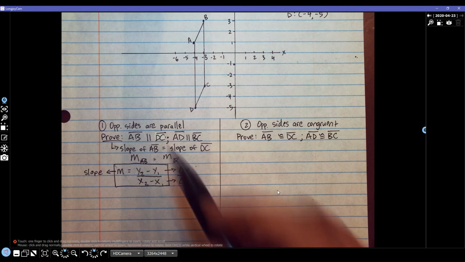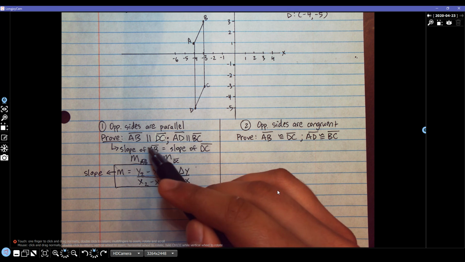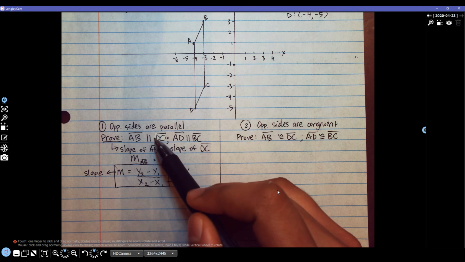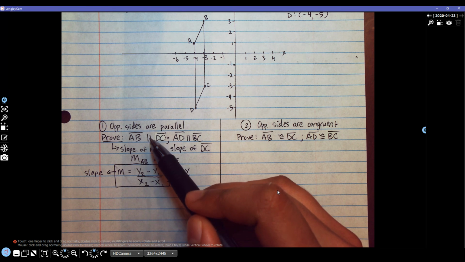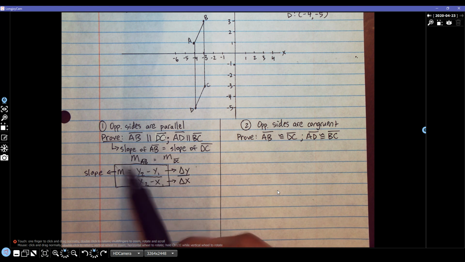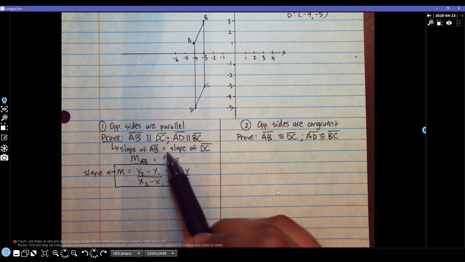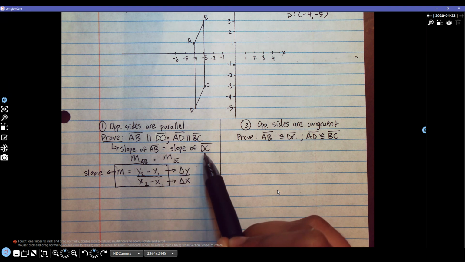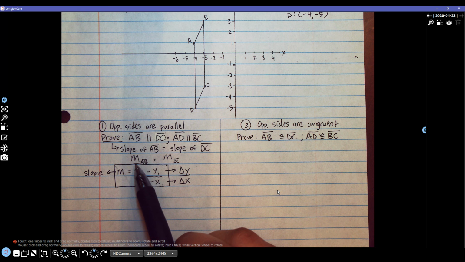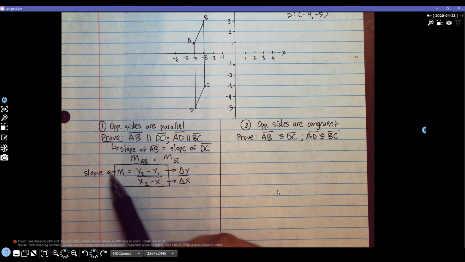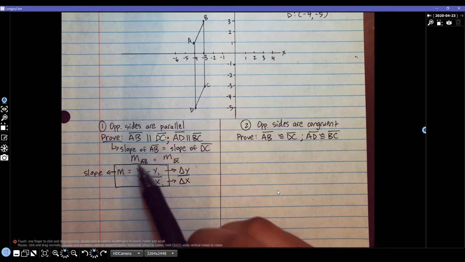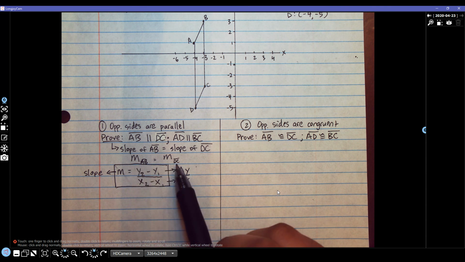Okay, so when we're looking at proving whether these segments are parallel, we can start to think about slope, because we know that the slopes of parallel lines are equal. So basically, what we need to prove here is that the slope of segment AB is equal to the slope of segment DC. And I've written that here just using some notation. So M, whenever you see M in algebra, that refers to our slope. So this is saying slope of segment AB is equal to slope of segment DC.